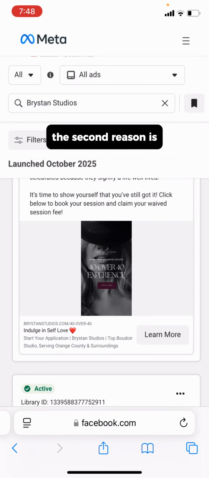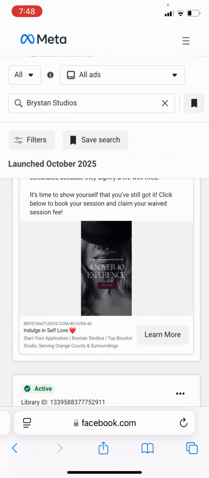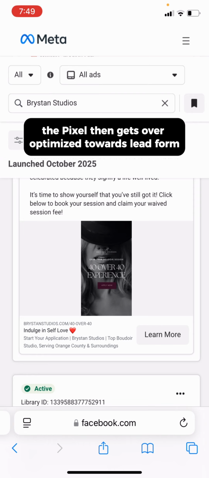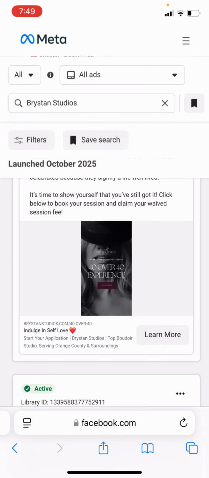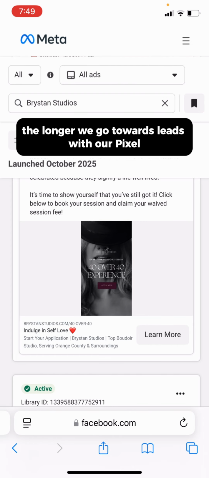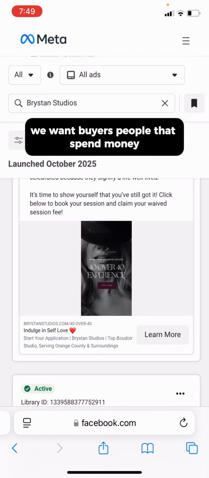The second reason is it biases the pixel further and further and further away from buyers. The pixel then gets over optimized towards lead form filler outers, aka not buyers, aka it's harder. The longer we go towards leads with our pixel, the harder and longer it takes to yank the pixel back to buyers and actually optimize for buyers. We want buyers, people that spend money.